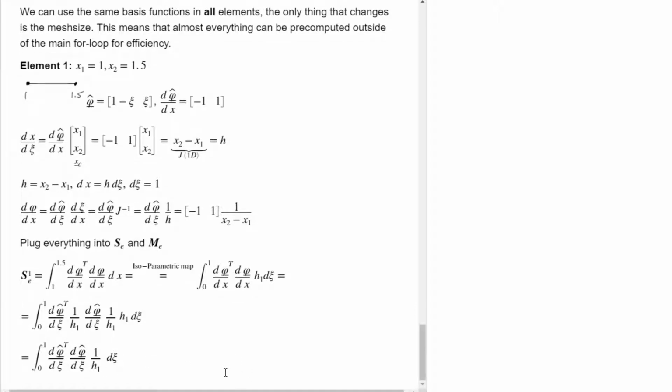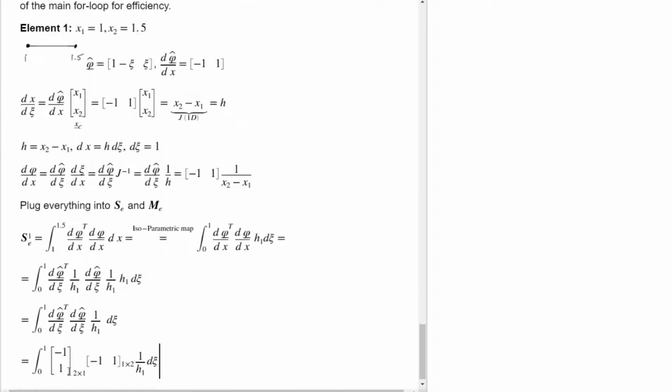So let's put it in real numbers. We have this integral from 0 to 1, we have our basis function derivatives, and these are transposed. They look like this. It's a 2 by 1, and the other one here is a 1 by 2, and we can see that the operation mathematically makes sense, and we will end up with a 2 by 2 matrix. So do that operation, and you will end up with this. We have minus 1 times minus 1, which is 1. Then we have minus 1 times 1, that's minus 1. And then we have 1 times minus 1 here, and 1 times 1 here. That's that operation, and we can simplify it even further.